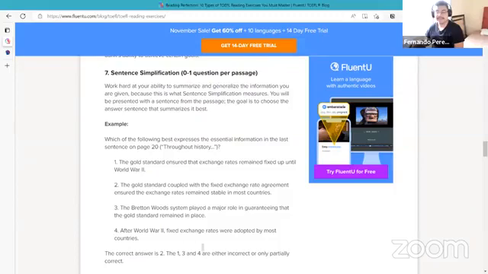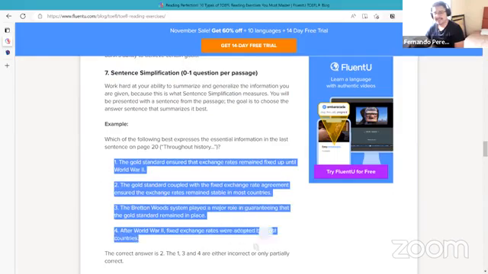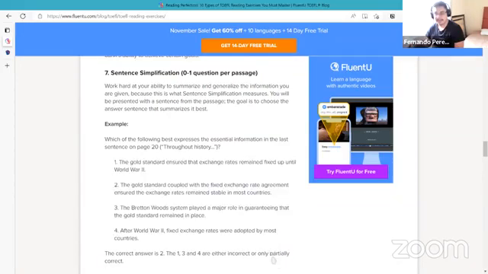That part of partially correct, this is the trick. This is precisely the trick here. Every time you detect a sentence simplification question, be careful with the options because some of the sentences are going to be partially correct. Partially correct means that only one part of the information is true according to the text, but the other is not.